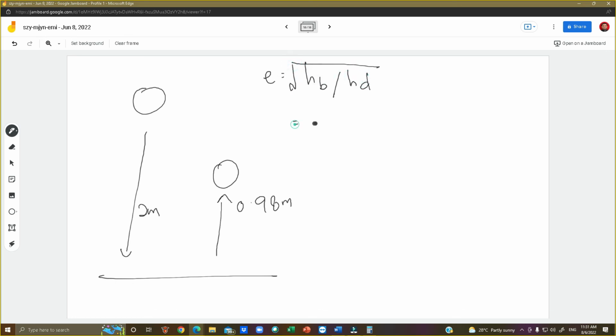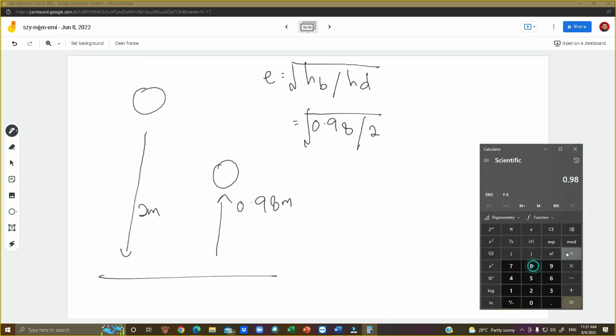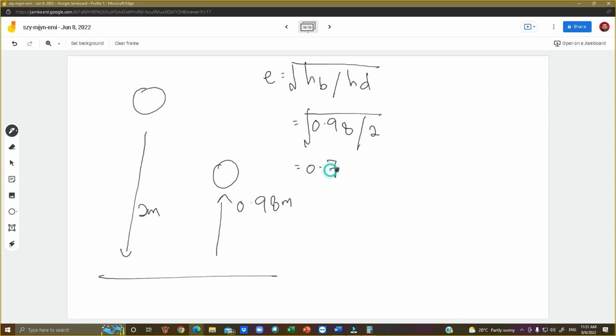Height bounce is 0.98, height drop is 2 meters, square root of it. 0.98 divided by 2, we have 0.49, square root, 0.7. So we know it is nearing 1. This is an elastic impact.